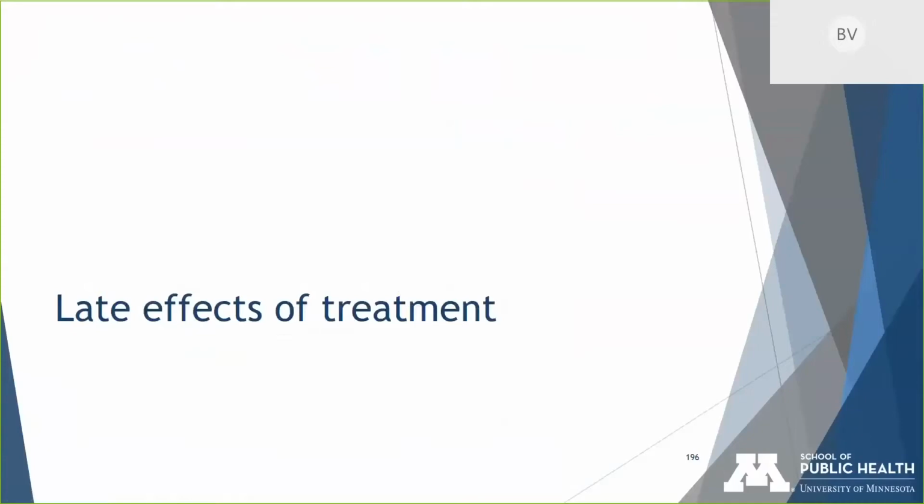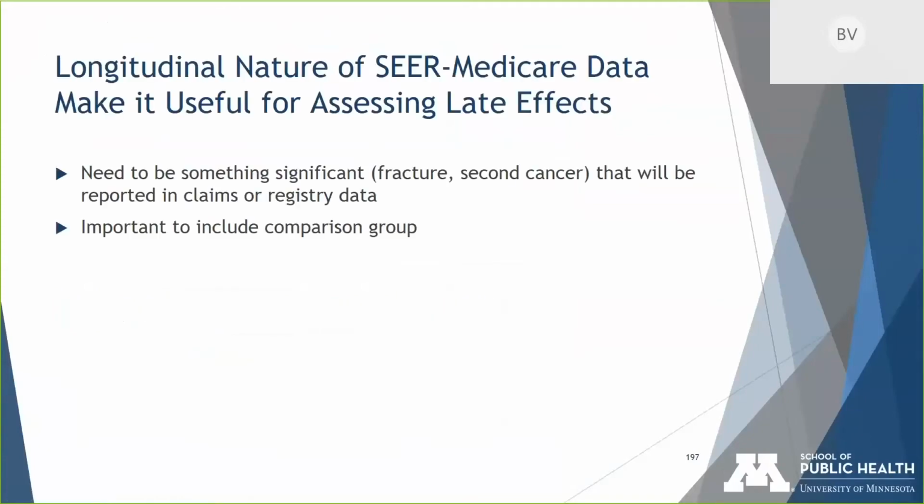So chronic complications, late effects of treatment, are similar. Again, this longitudinal nature of the SEER-Medicare data makes it incredibly useful for assessing late effects. Things like randomized controlled trials often do not follow patients for a long period of time, and that makes the data useful for looking at these things. However, they really do need to be significant, something like a fracture or a second cancer that will actually be reported in the claims.